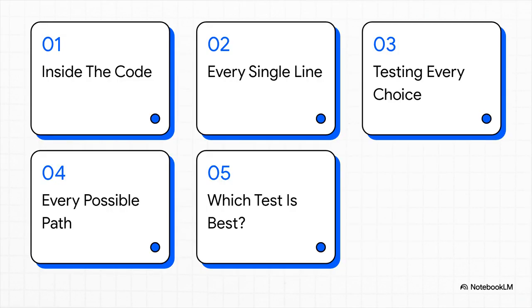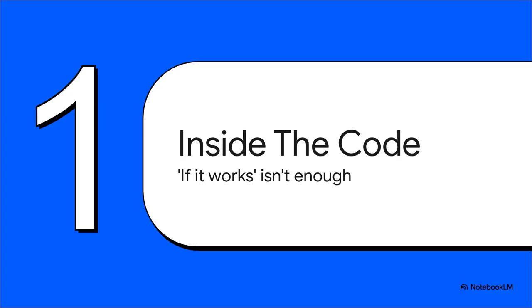Okay, so here's our game plan. We're going to start with the basics of what it means to test inside the code. Then, we'll look at 3 methods that get more and more powerful. First, covering every single line, then every choice, and finally, every possible path. And at the end, we'll ask the big question: which one is really the best? Let's get into it.